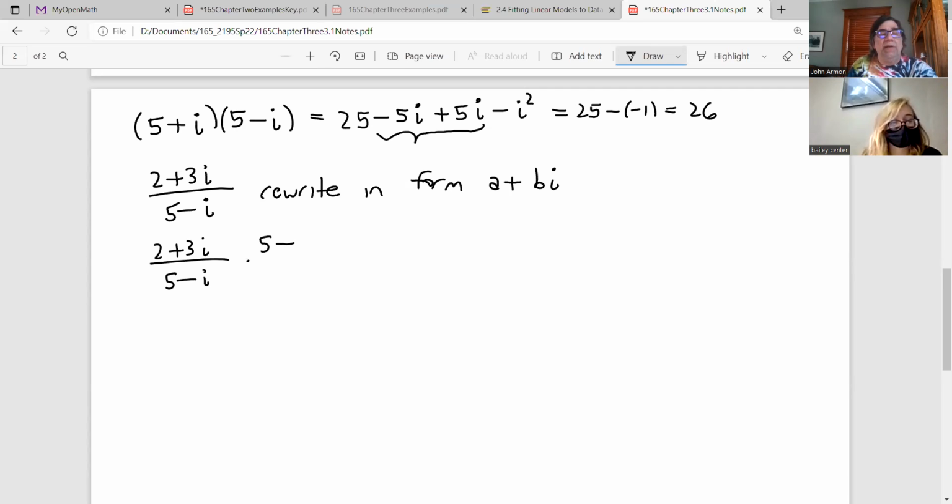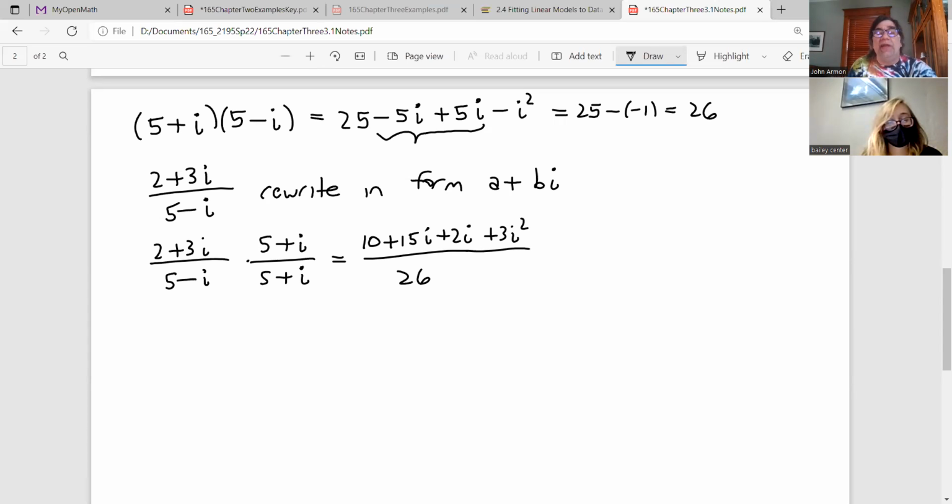So take the denominator in the numerator and multiply by 5 plus i. Because you can't just do the denominator, you have to do the numerator as well. So that gives us 26 in the denominator. You have to multiply these two numbers as you would usual binomials. So 10 plus 15i plus 2i plus 3i squared.